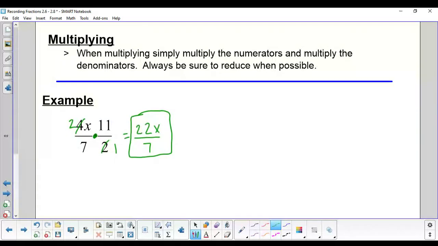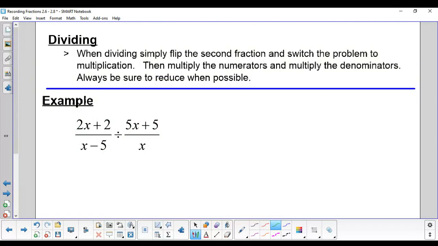All right, the last concept we have today to talk about is dividing. When dividing, you have to flip the second fraction. Remember, I'm saying the second fraction, and switch the problem to multiplication. Now that it's a multiplication problem, repeat what we did on the previous slide. So let's take a look at the problem I have here. Notice we are dividing. So I'm going to rewrite my problem as a multiplication problem.